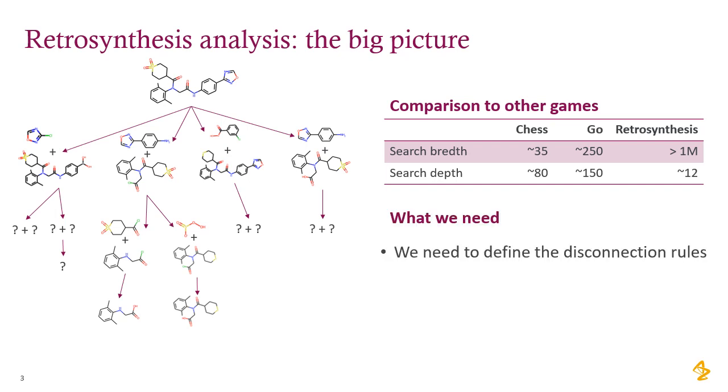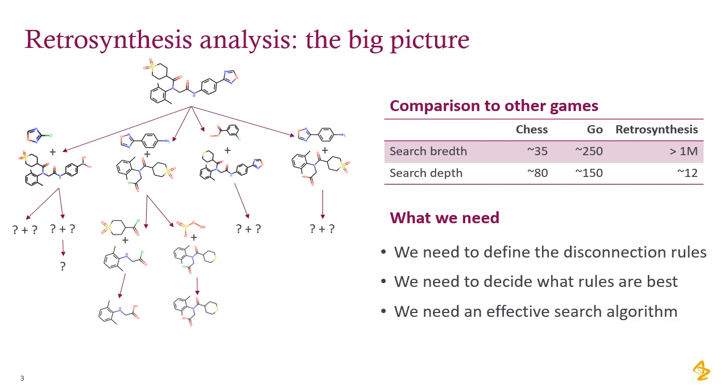So this highlights what we need in order to solve this problem. We need to define the disconnection rules, how to break bonds. We need to decide at each stage what rules are best, and we need an effective search algorithm because it's impossible to enumerate the entire search tree. That's way too ineffective.